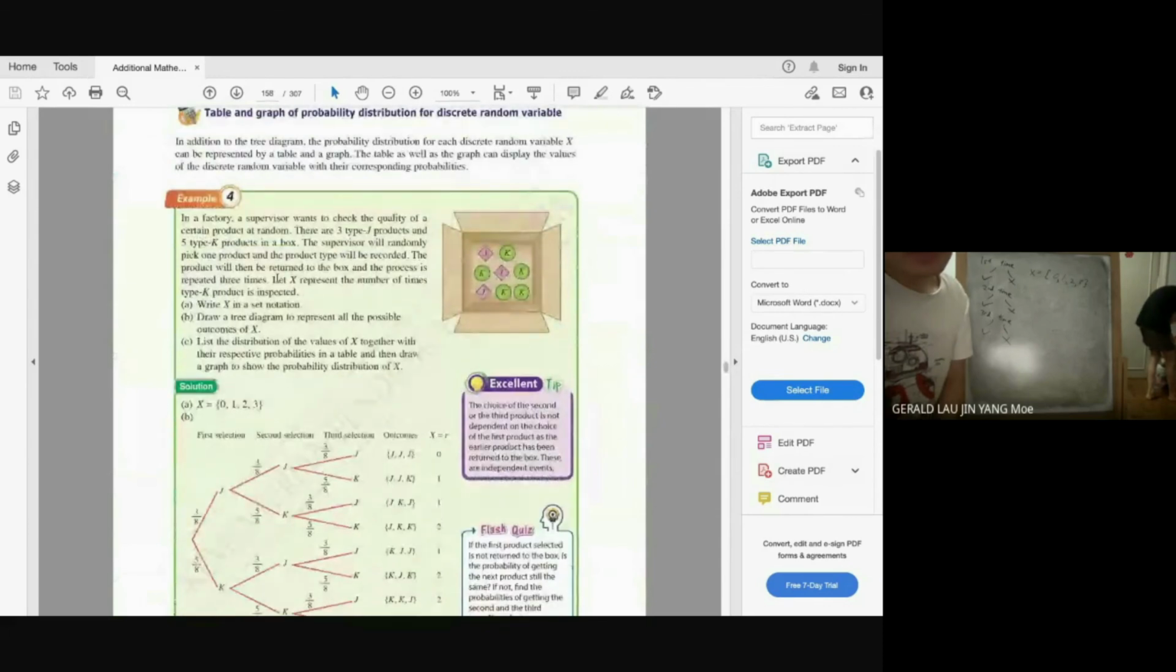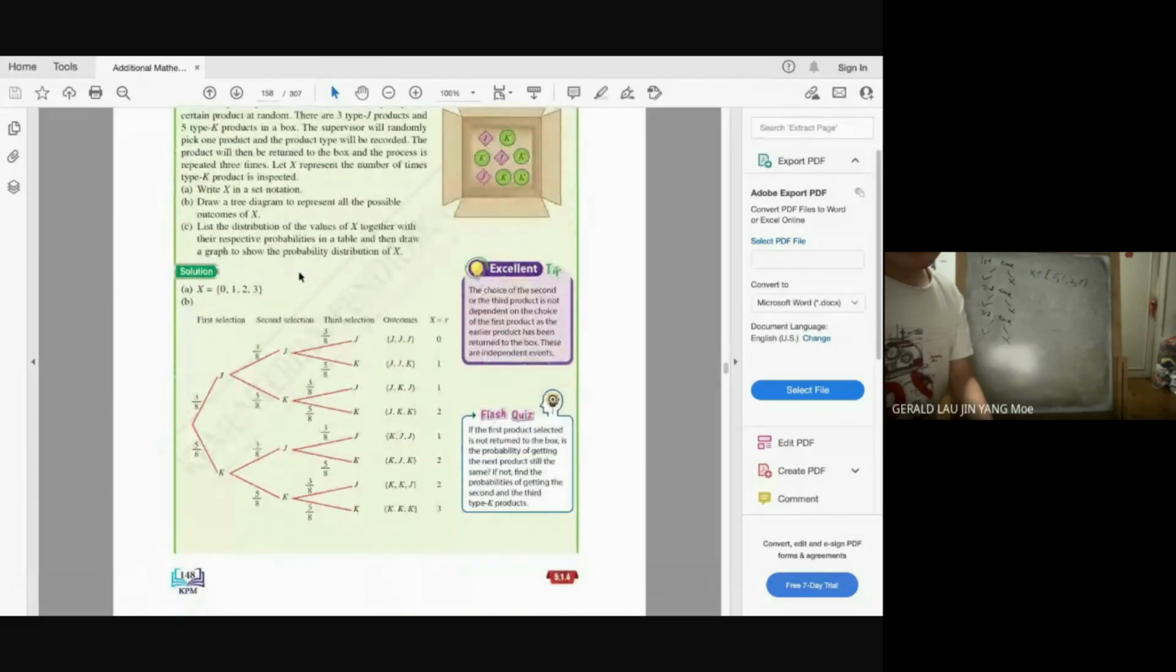Okay, so in a factory, a supervisor wants to check the quality of a certain product at random. There are 3 type J and 5 type K. We'll randomly pick one product and the product type will be recorded. This product will then be returned to the box. Remember, this is very important. It will then be returned to the box. That means it won't affect it, it is independent events because you return the item. It won't affect the probability.